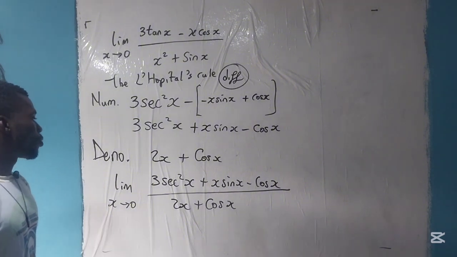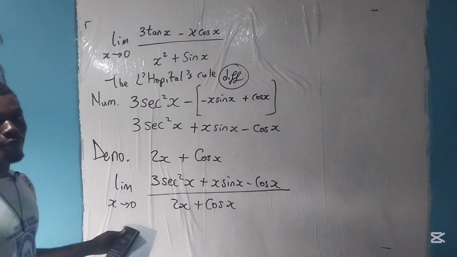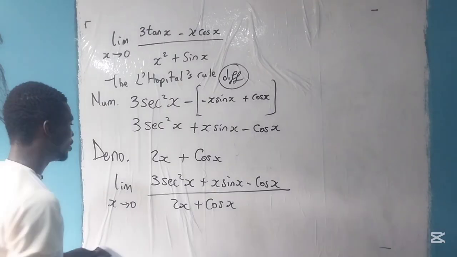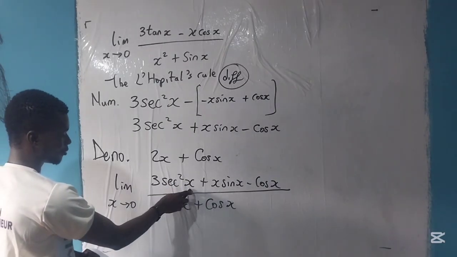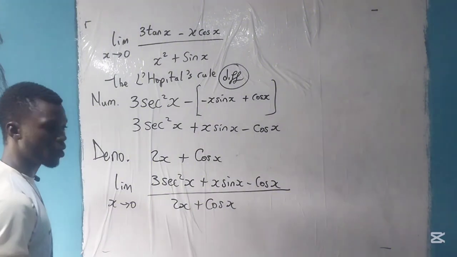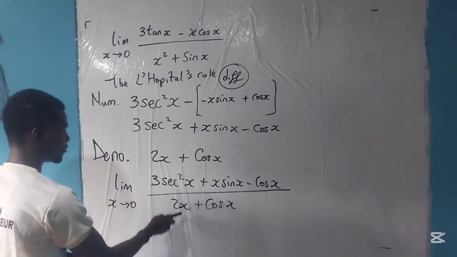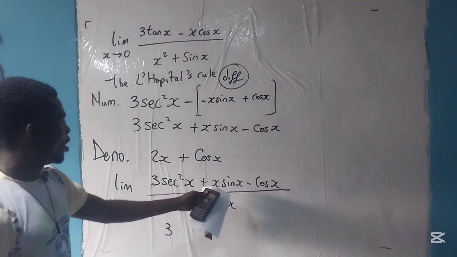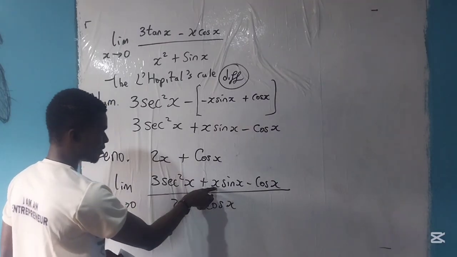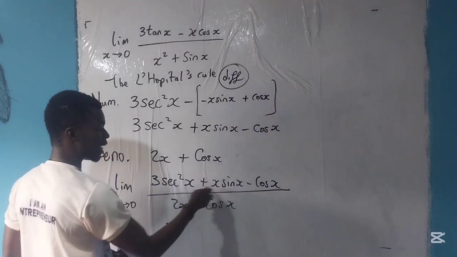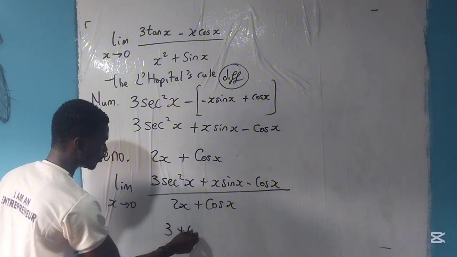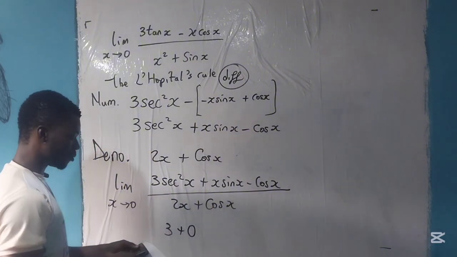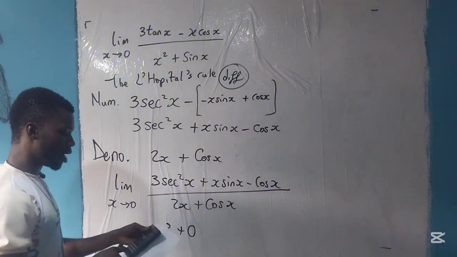Now, sec square 0 is 1. So now wherever we see x, it will be 0. Sec square 0 is 1. Now 3 times 1, that gives us 3. Now this one, x here is 0. So 0 times sine 0 will give us 0, right? That's plus 0. Now what is cos 0? Cos 0 is 1.